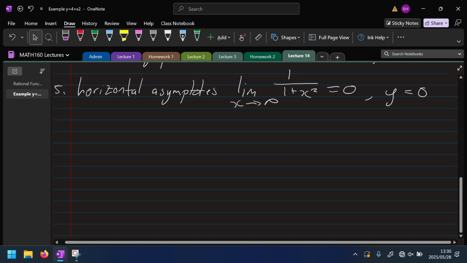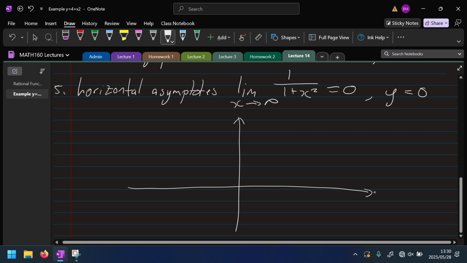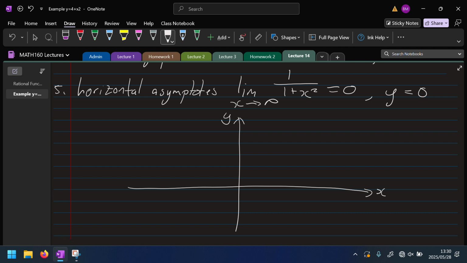So let's put in our axes. Okay, so we've got x and y. And remember that the x-axis there, where y is 0, that is also a horizontal asymptote. So let's just go over that in pink here so we remind ourselves. Okay, so that pink line there, that is our horizontal asymptote. So whatever we draw, the function needs to go along the asymptote, never cross it. Okay, so just keep that in mind.